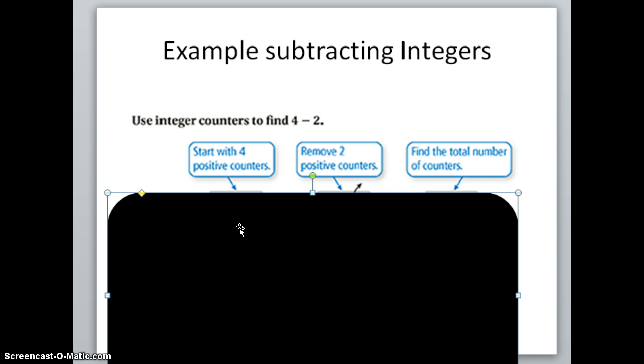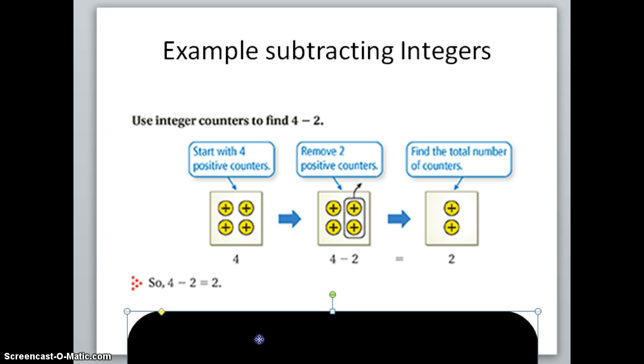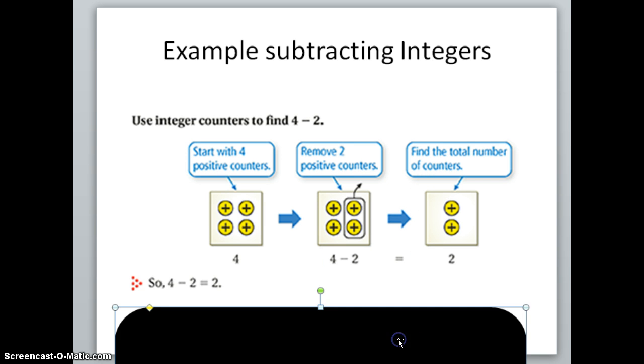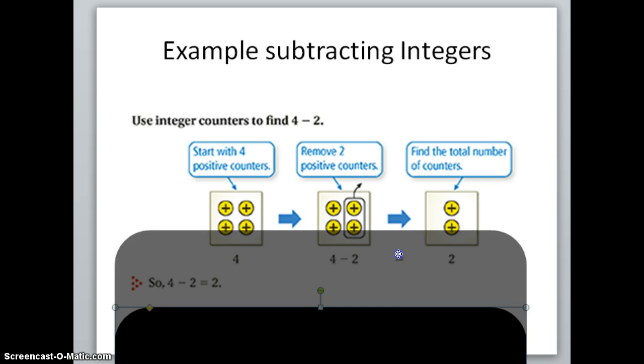As you can see, I left some notes, Example 1, and these are the steps. -4 equals. So you start with 4 positive counters. As you can see, 1, 2, 3, 4. Second step, remove 2 positive counters. So as you can see right here, they're subtracting 2. For example 3, find the total number of counters that are remaining. So afterwards, you should get 4 minus 2 equals 2. If you got this, nice one.